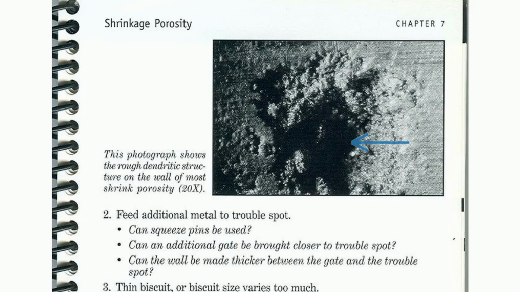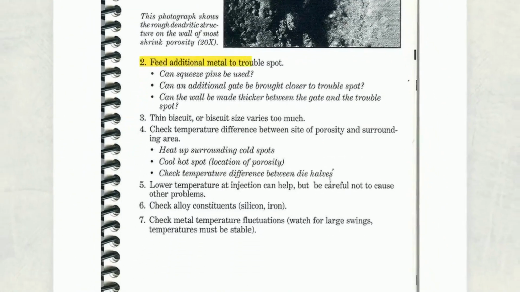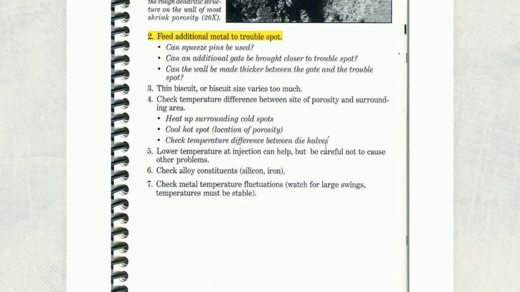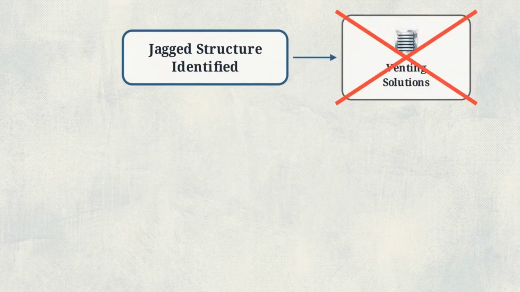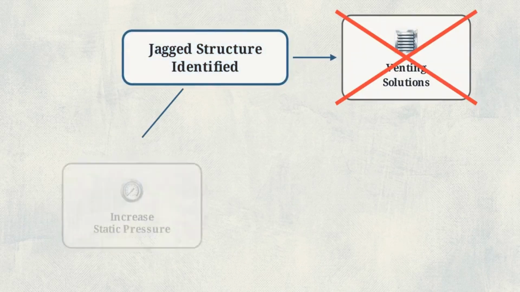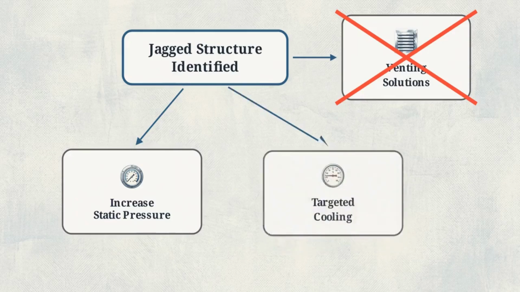To correct this, feed more metal into the trouble spot by checking intensifier pressure and targeting cooling at surrounding hot spots. Spotting that jagged dendritic structure tells you immediately to abandon venting solutions. Your focus must shift entirely to static pressure and targeted temperature cooling.